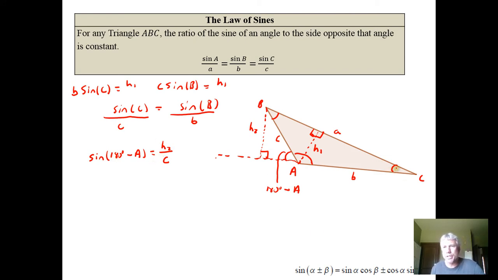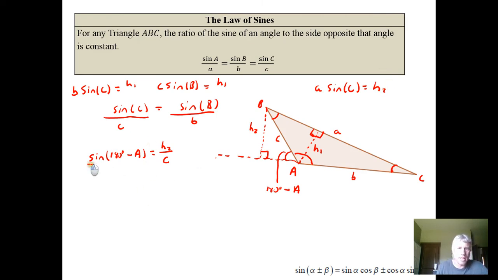I can come over here to angle C, and what I can see is that the sine of angle C is going to be equal to, on this big right triangle right here, the side opposite C, which is also height 2, over the hypotenuse, which is the side length A. I can multiply both sides by A. A divided by A is 1. So we get A times the sine of C is height 2. But I've got some work to do on the other relationship.